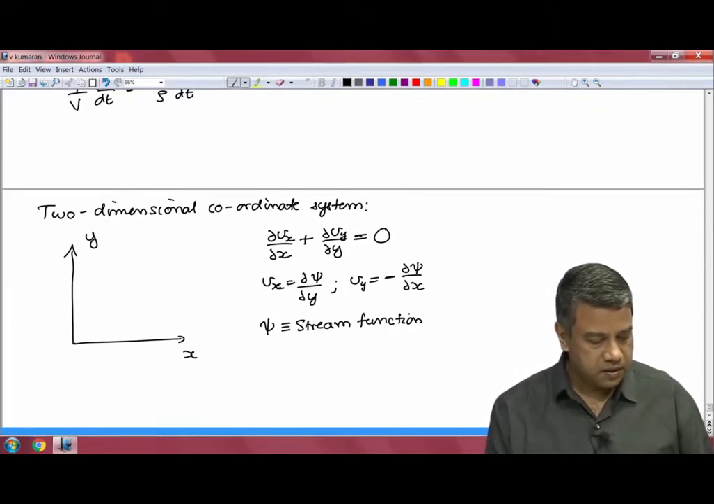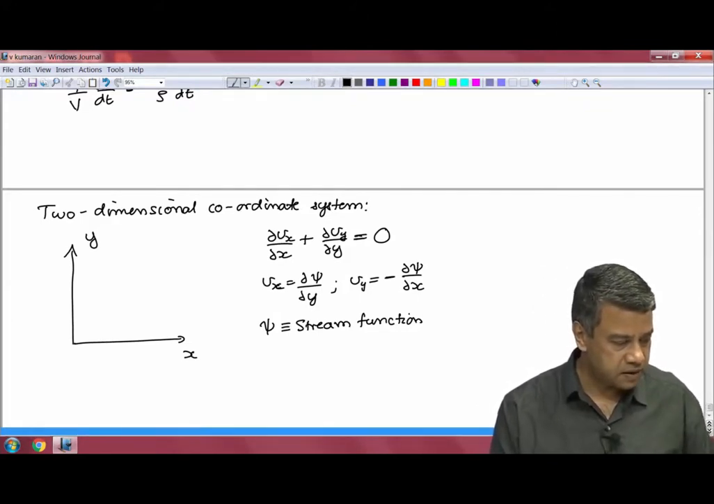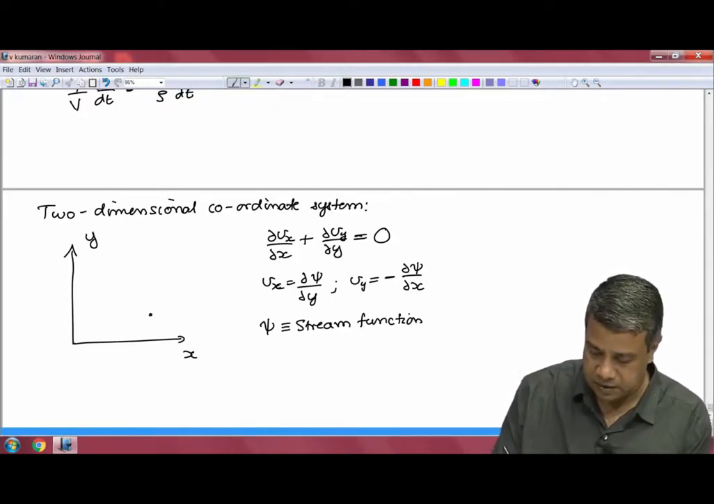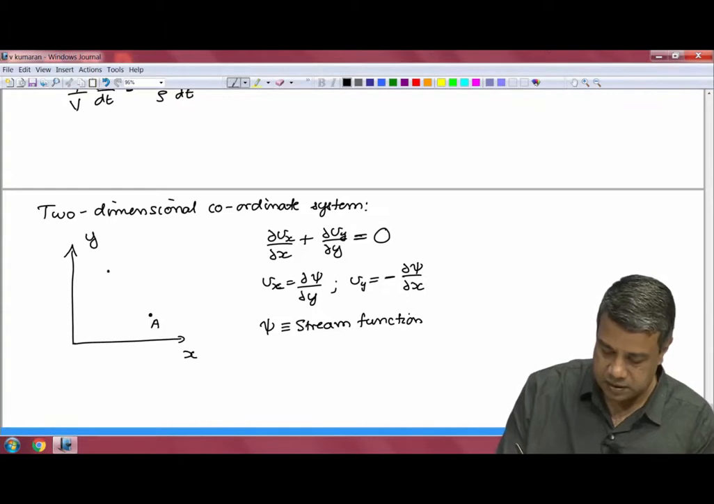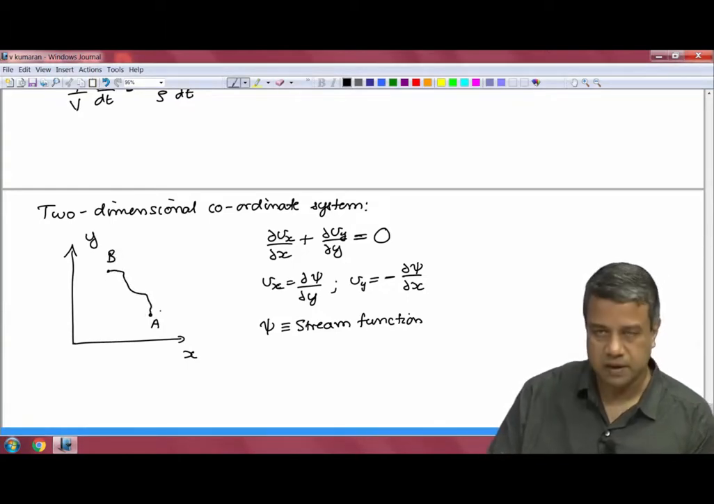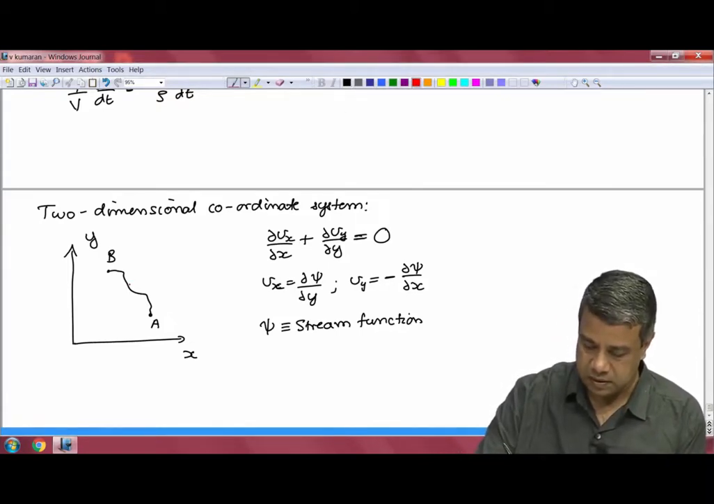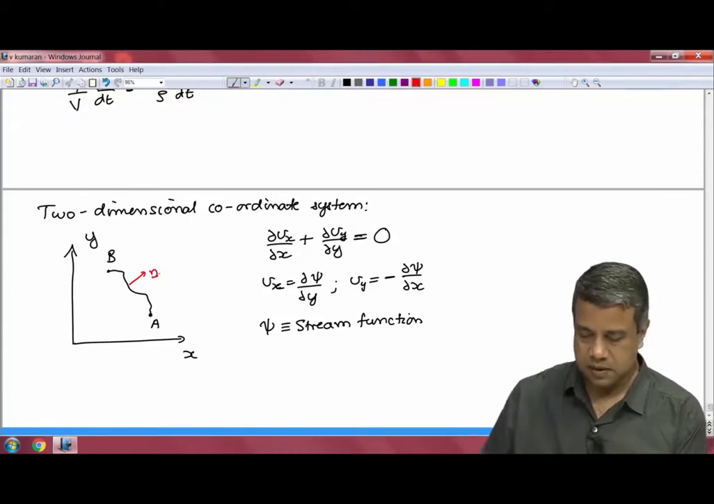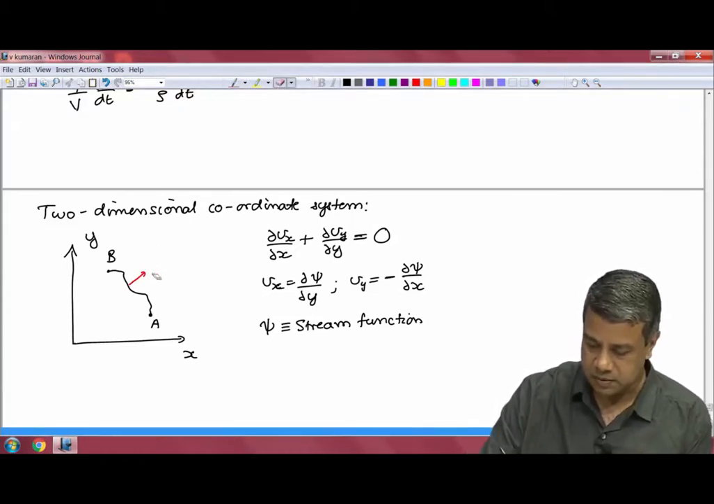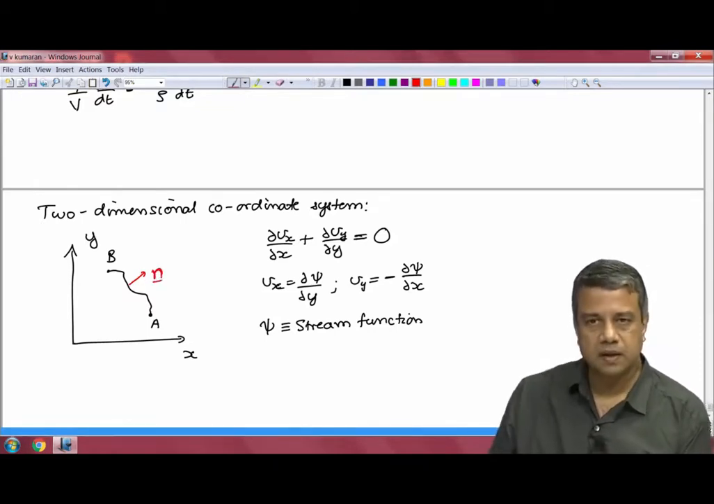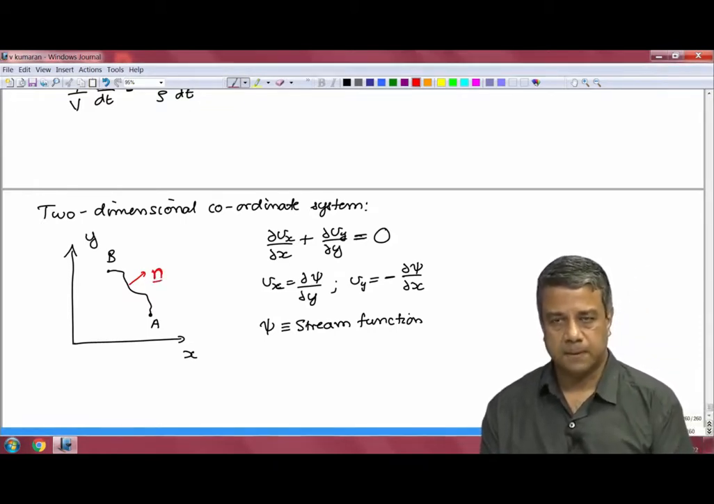Now, what is the meaning of this function, the stream function? Let me give you some idea of that. If I have 2 points A and B, and have some path along this from A to B, with some unit normal n, in 2 dimensions, I have some contour with a unit normal n, which is the normal to the contour.